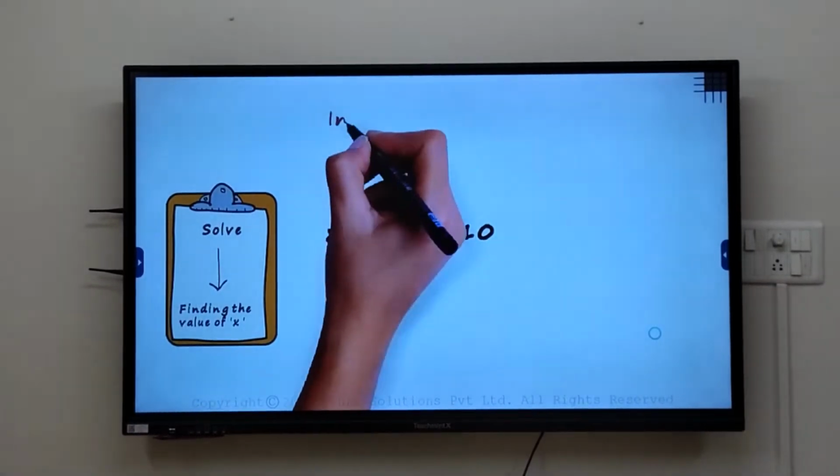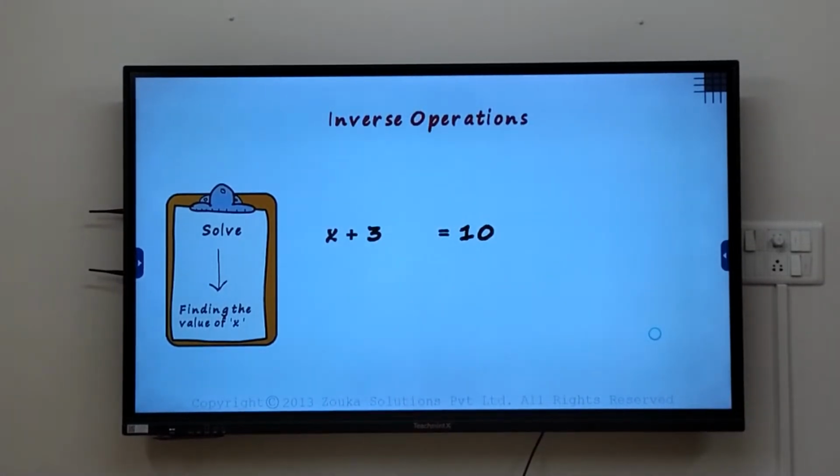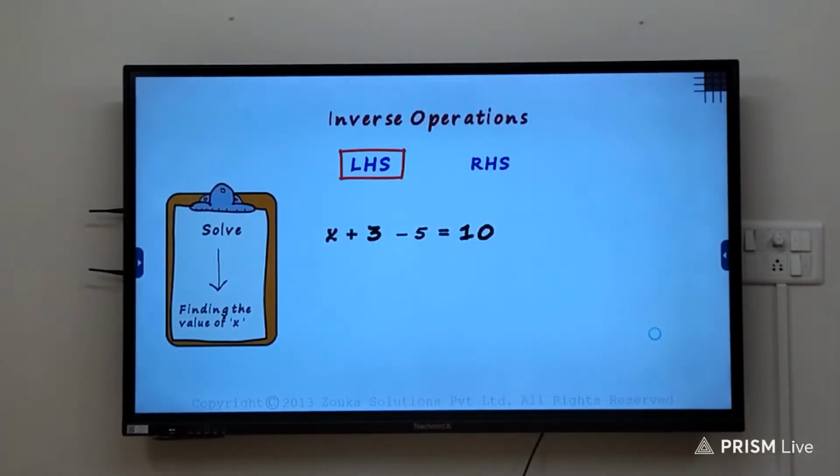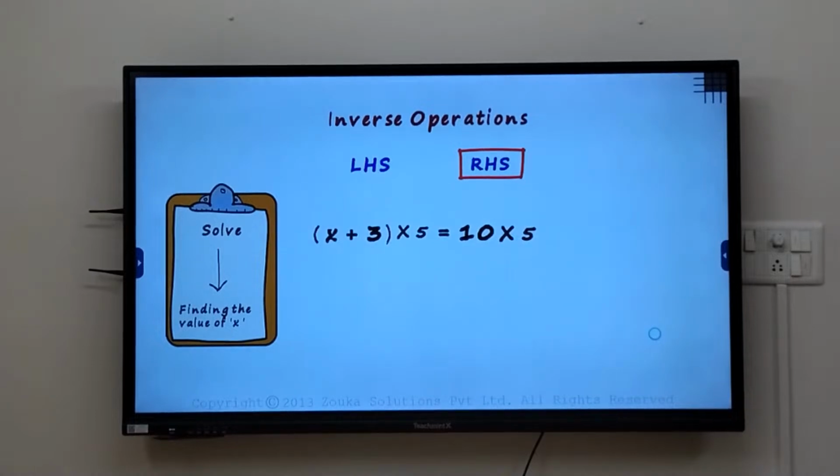The first method is the inverse operations method. Before you understand this method, we need to understand a simple concept. Whatever we do to the left-hand side, we do the same to the right-hand side. Let us choose a random number, say 5. Assume we add this number to the left-hand side. For the equation to hold true, we have to add the same number to the right-hand side. Similarly, if we subtract 5 from the left-hand side, we have to subtract the same number from the right-hand side. If we multiply the left-hand side by the number, we have to multiply the right-hand side by the same number.